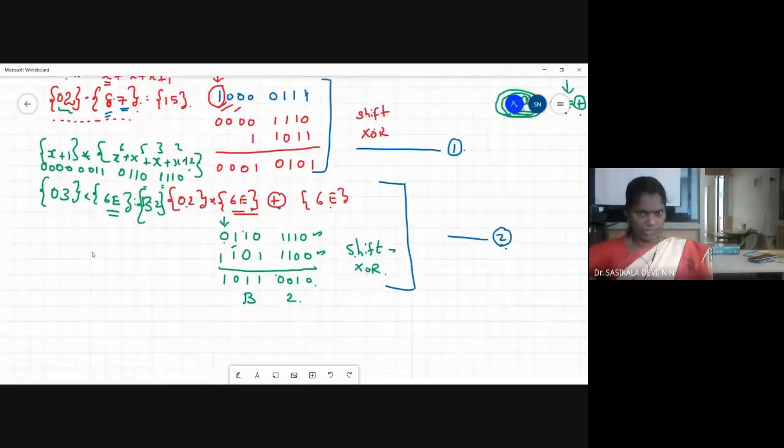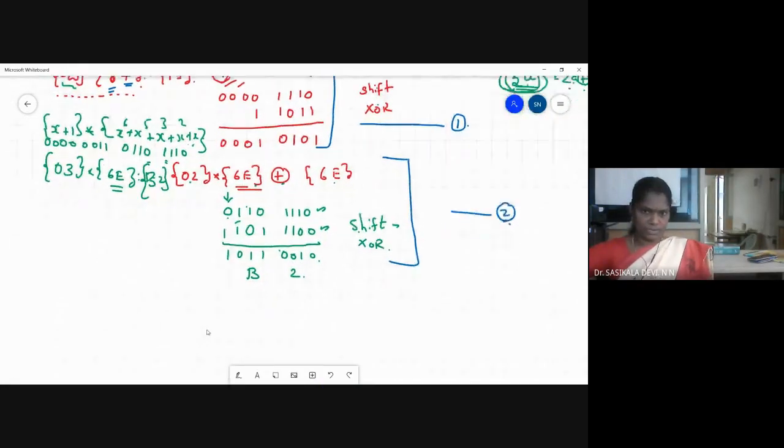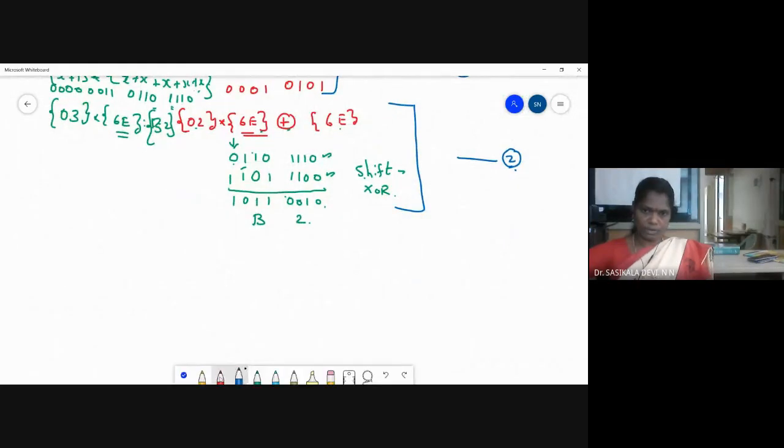03 we did. Let me take another example. I need to multiply 0e, a somewhat larger number compared to 03, with a GF(2^8) polynomial. 0e is to be multiplied with, I'll take a sample here, 47. 0e to be multiplied with 47.